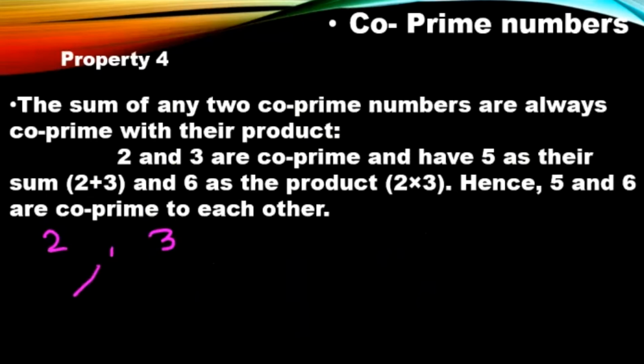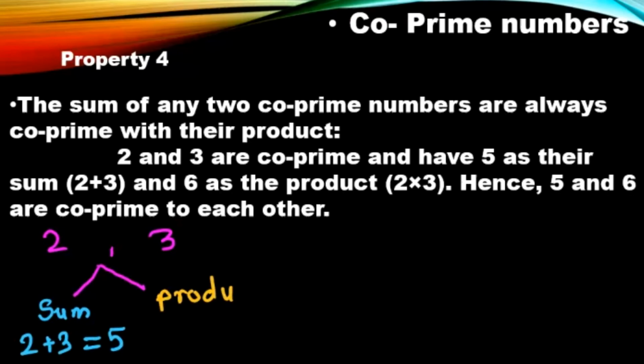Now let us consider the pair 2 and 3. Here first we will consider the sum, means 2 plus 3, that is 5. Now we are going to see the product, and for that we need to multiply 2 into 3 and we got 6. And we are going to see now the sum, that is 5, and the product 6.